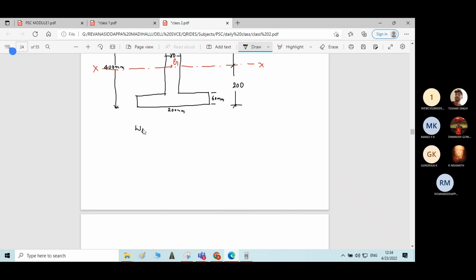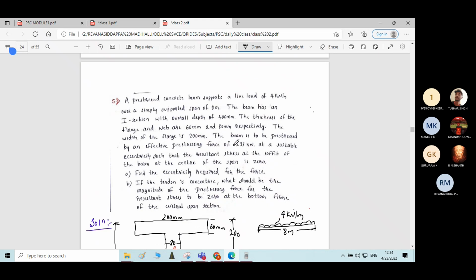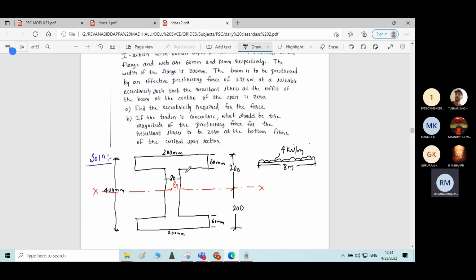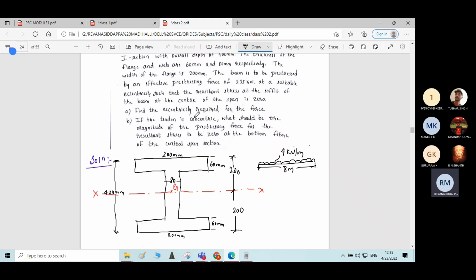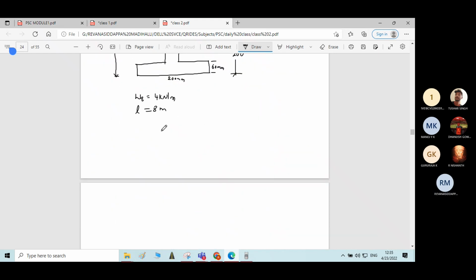W is equal to 4 kilonewton per meter. L is equal to 8 meter. Then all sectional dimensions are written in the figure only. I will not write it again. Then what else we can write? Prestressing force is given. The beam is to be prestressed by an effective prestressing force of 235 kilonewton. P is equal to 235 kilonewton. In terms of Newton, it is 235 into 10 power 3 Newton.